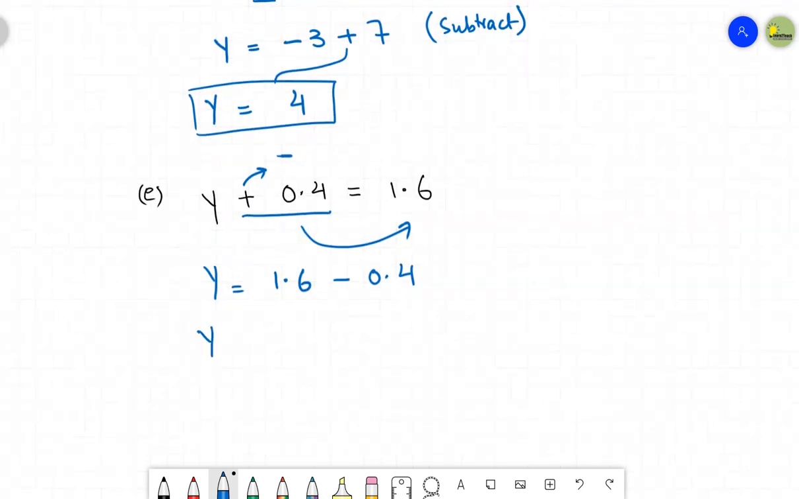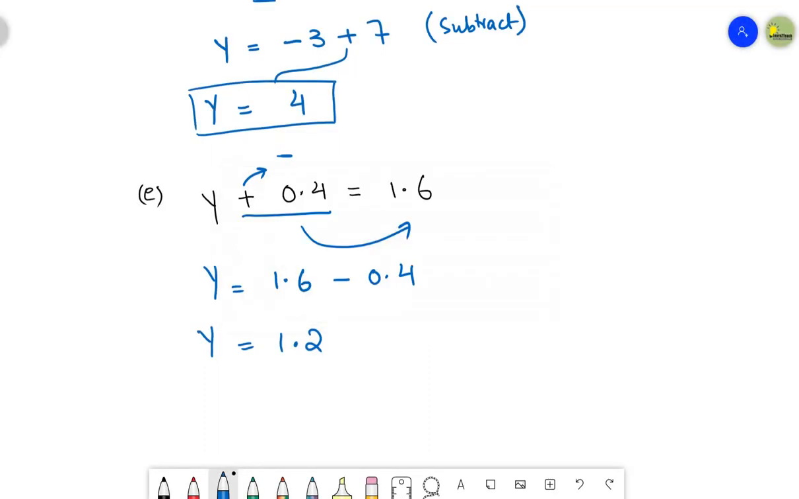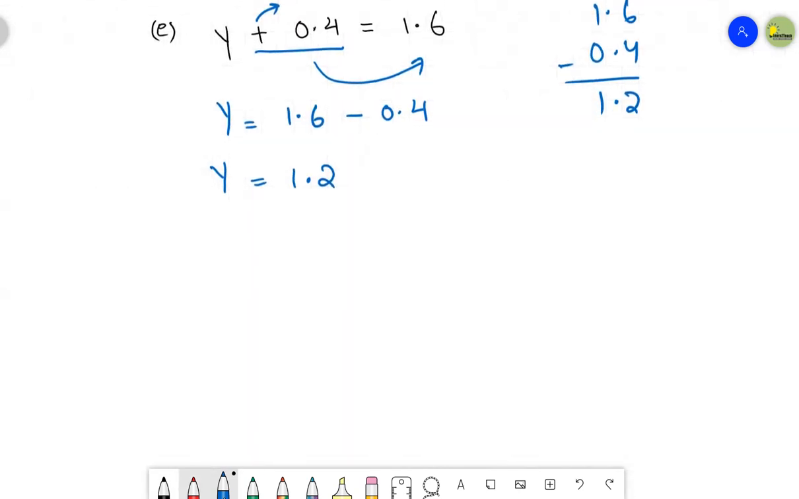So y equals, let's subtract 0.4 from 1.6. It will give me 1.2. You can do it like this: 6 minus 4 is 2, and you have 1 over here. So it is 1.2. The value of y will be 1.2. Now let's do another part.